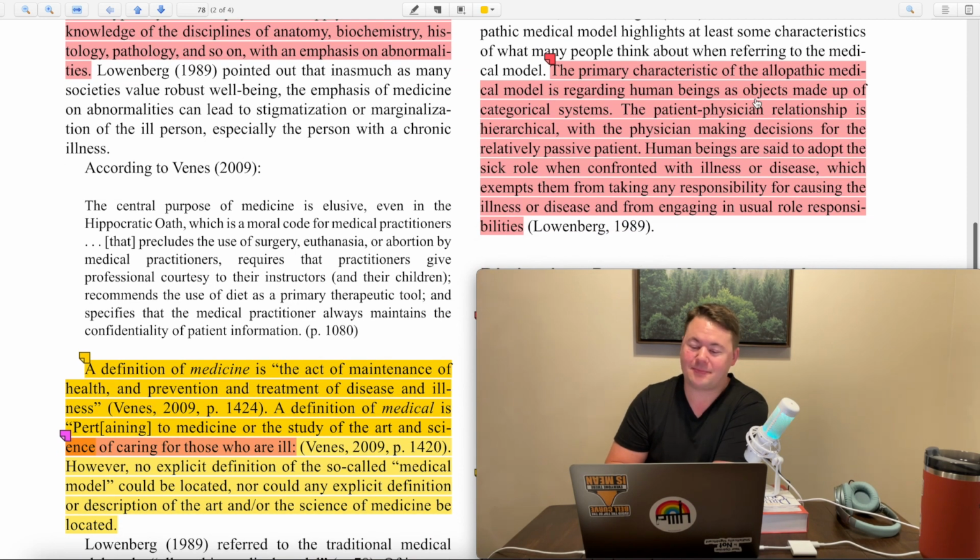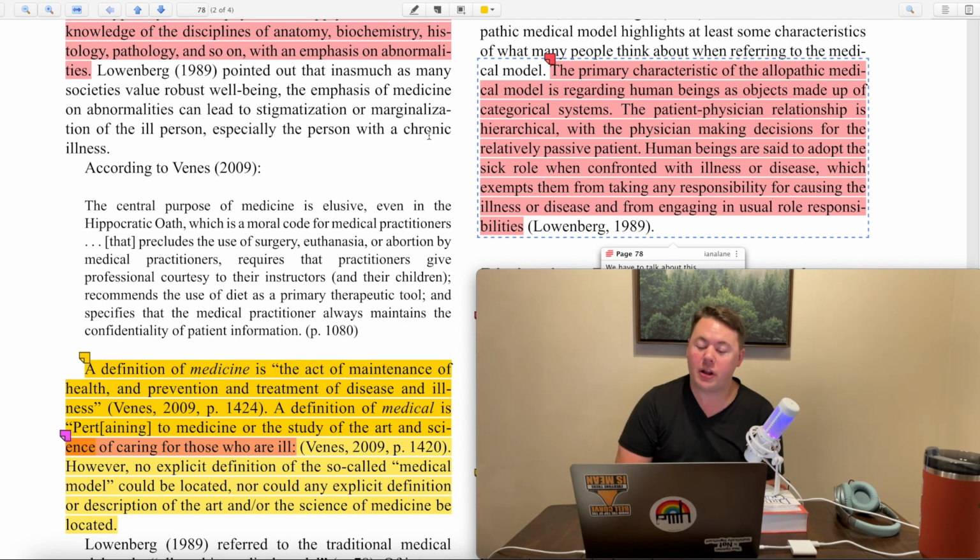Quote, the primary characteristic of the allopathic medical model is regarding human beings as objects made up of categorical systems. The patient-physician relationship is hierarchical, with the physician making decisions for the relatively passive patient. Has she met any patients? Human beings are said to adopt the sick role when confronted with illness or disease, which exempts them from taking any responsibility for causing the illness or disease and from engaging in usual role responsibilities.